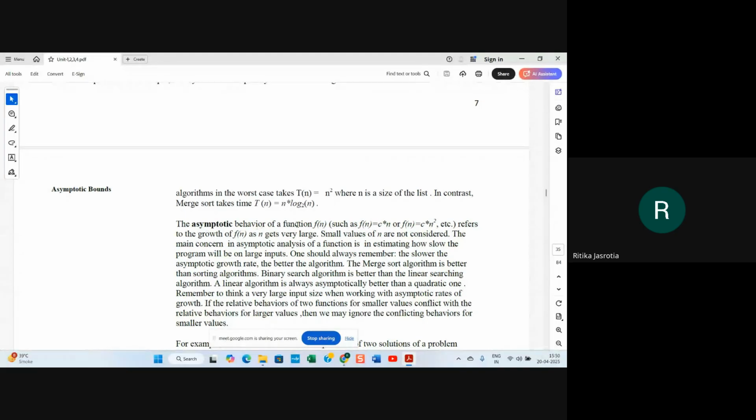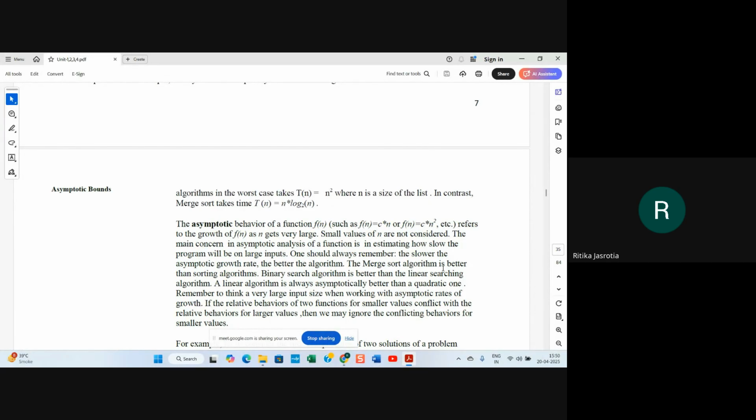So the asymptotic behavior of the function f(n), such as f(n) = c n or f(n) = c n square, refers to the growth of the function f(n) as n gets very large. As n gets very large, we look at the function growth. Small values of n are not considered. The main concern in asymptotic analysis of a function is in estimating how slow the program will be on large inputs. One should always remember: the slower the asymptotic growth rate, the better the algorithm.